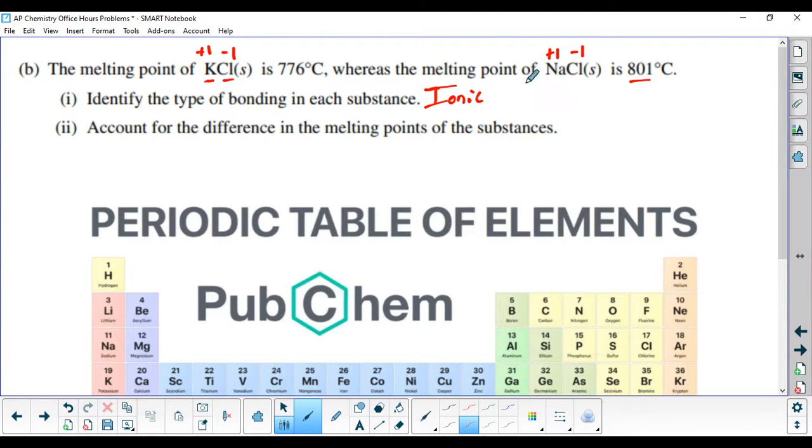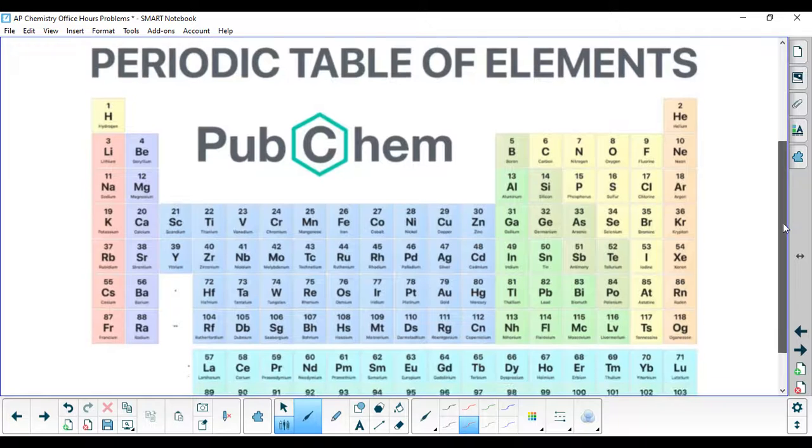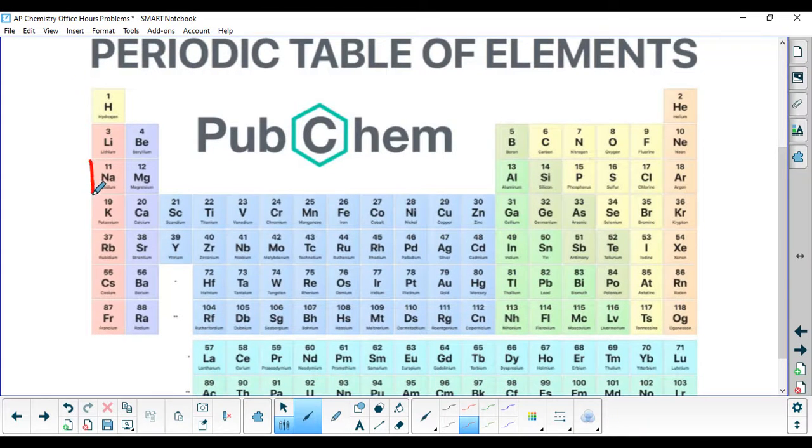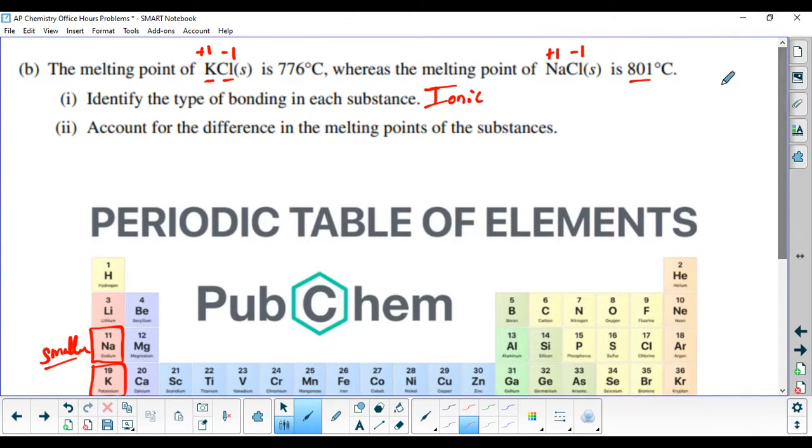Our charges are the same here, so then you want to go to ion size. So we have sodium, and then we have potassium. Well, potassium's larger, sodium's smaller. The smaller the ions, the closer they can get together, and according to Coulomb's law, the closer two charges are, the stronger they attract, which requires more energy to melt it, and that matches our data. This is the higher melting point. So NaCl is your answer, and your justification, smaller ion, allows them to be closer together.